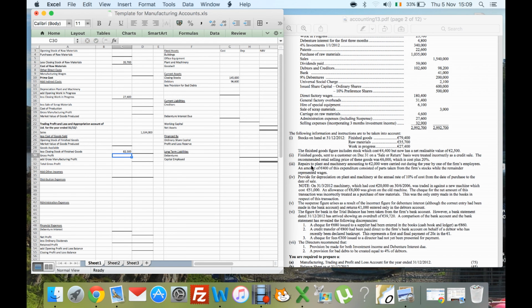Okay. Repairs to plant and machinery amounting to £2,000 carried out during the year. So that is going to be an indirect cost.